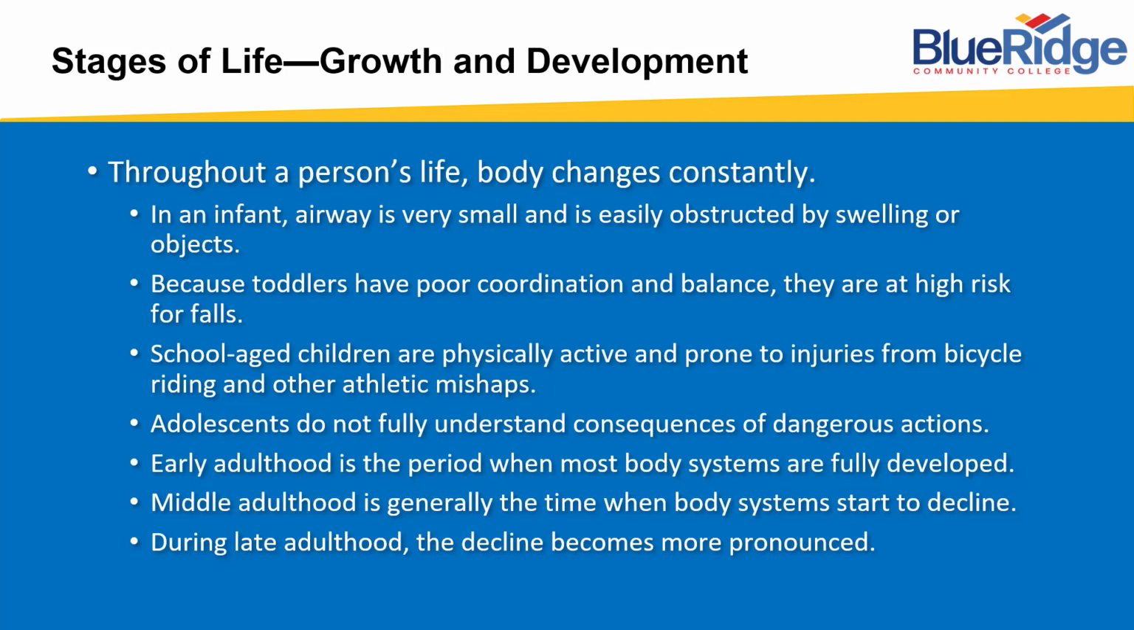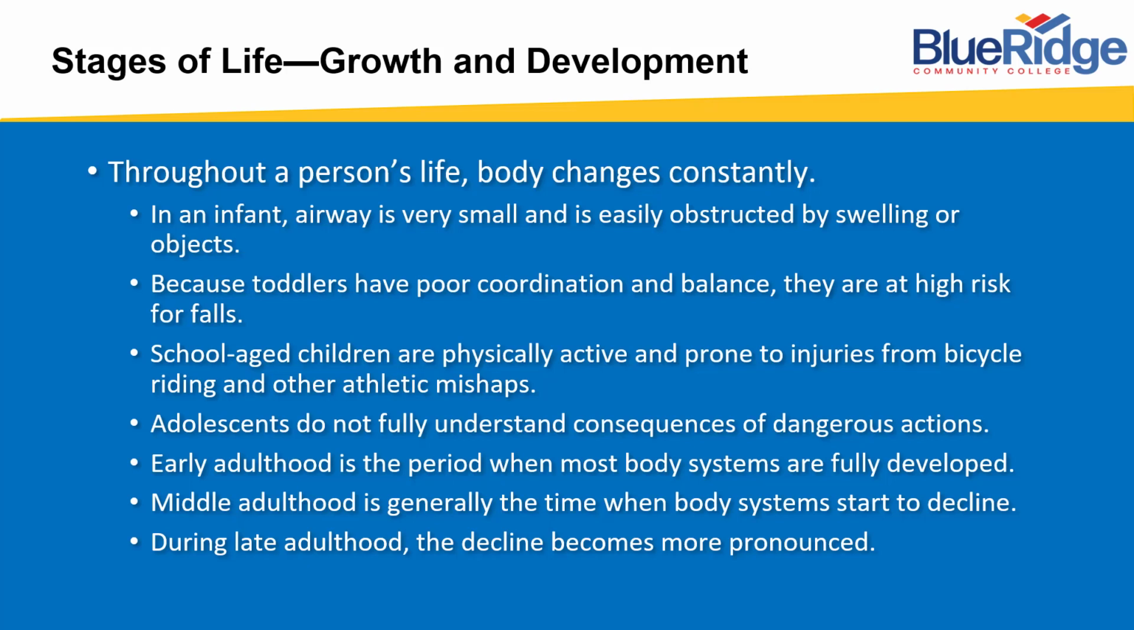Because toddlers have poor coordination and balance, they are at a high risk for falls. School-aged children are physically active and more prone to injuries from bicycle riding or other athletic mishaps. Adolescents do not fully understand the consequences of dangerous actions. And early adulthood is the period when most of your body systems are fully developed.